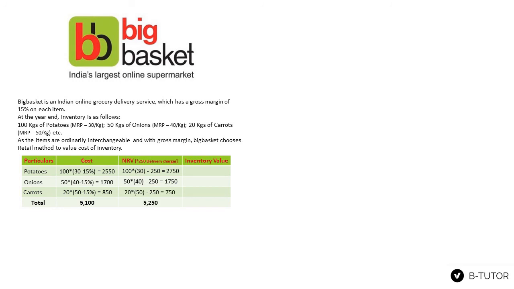The golden rule: inventory is valued at cost or net realizable value, whichever is lower. In case of potato it's cost, which is 2550. For onions it's again cost 1700, but in case of carrots it's NRV, which is 750. Hence the value of inventory comes to 5000.